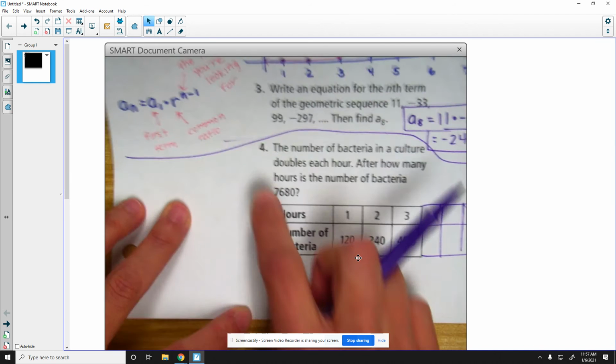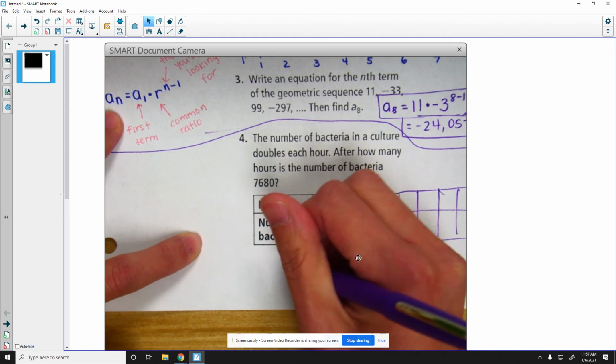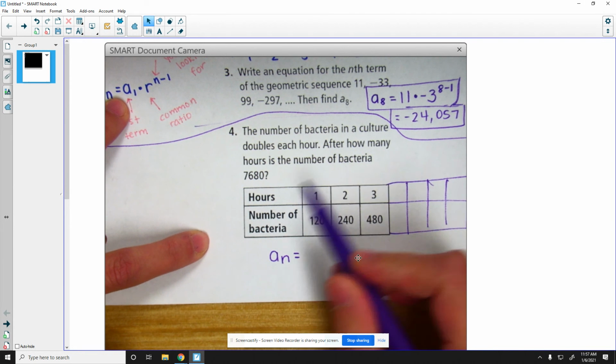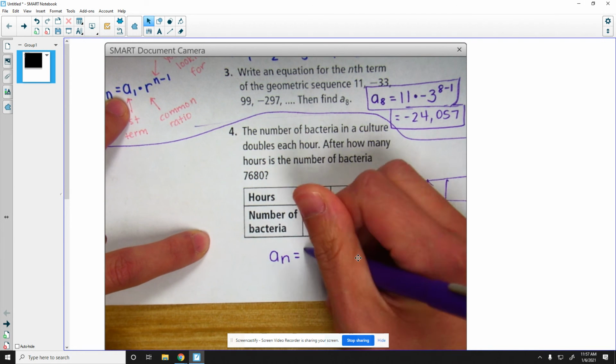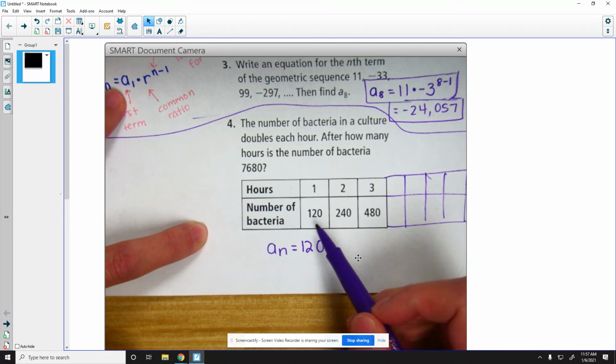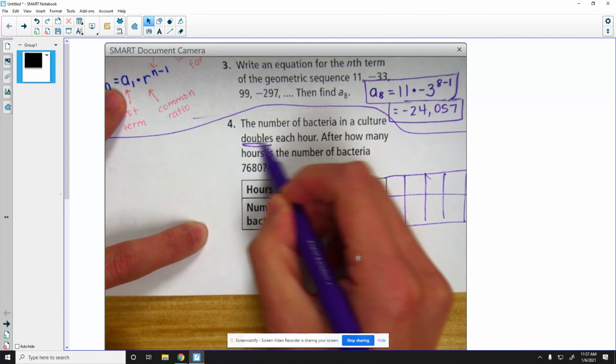Okay. So Haley said, let's plug it into this formula. So you have a_n equals a_1. What number is a_1? 120 times r. What is r? 2, right? Do you see how it's times 2 times 2? It also says doubles. Double means to multiply by 2.